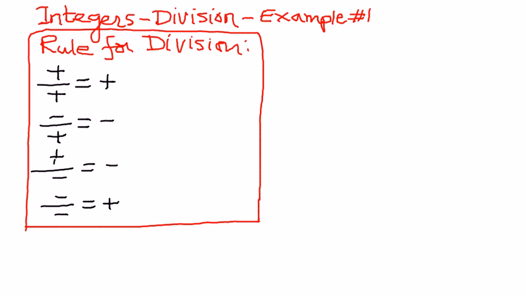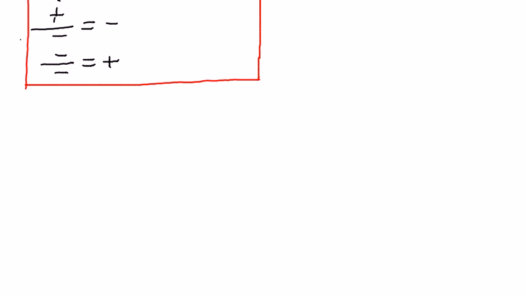As you can see, when we have like signs divided by one another, positive divided by positive or negative divided by negative, the result is always a positive number. When we have unlike signs, that is negative divided by positive or positive divided by negative, the result is always going to be equal to a negative number. So let's look at some examples related to these.